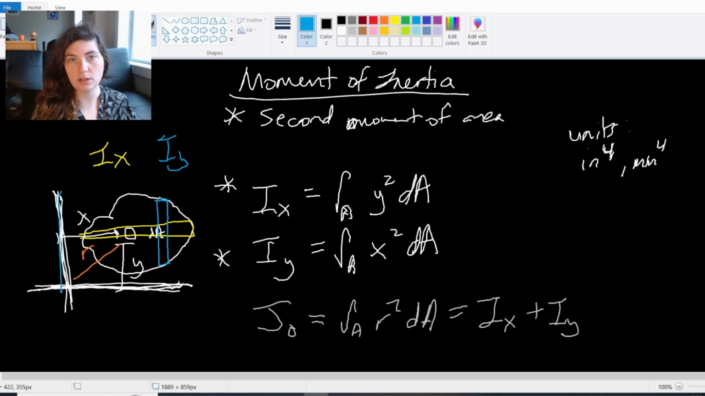It's still going to work like centroids, where we're taking integrals and taking these differential slices. We notice that the equations are even a little bit similar, but now instead of a term on top and bottom, it's just one term and it's an x squared or a y squared term. So that we end up with these units that are to the fourth power.